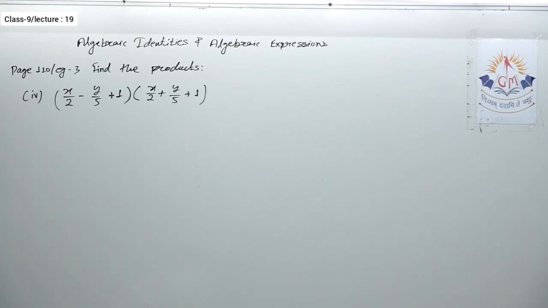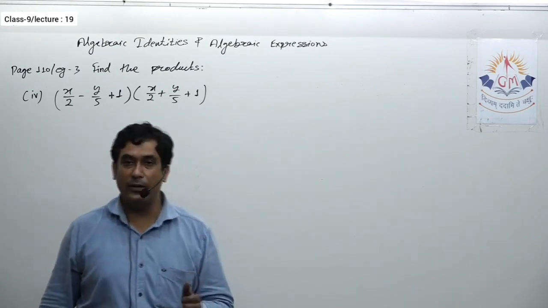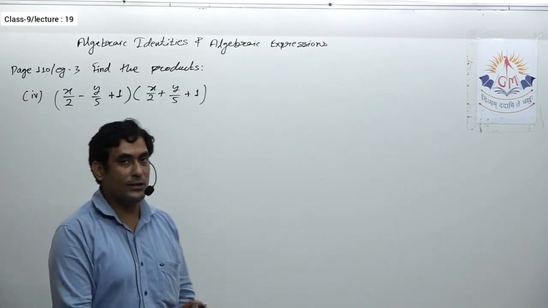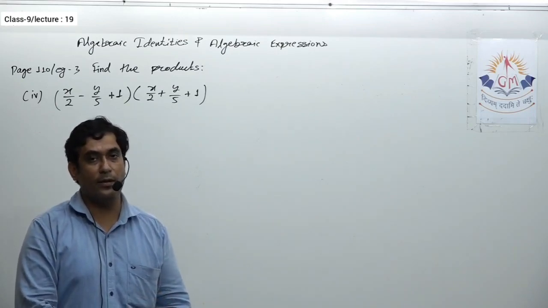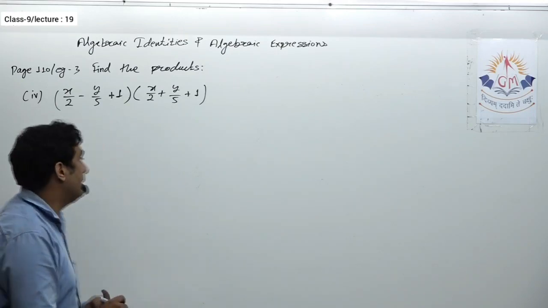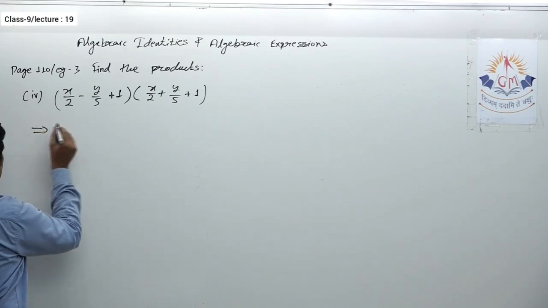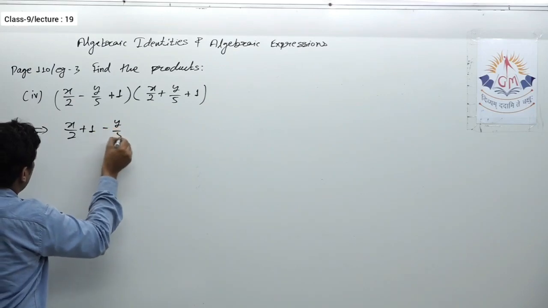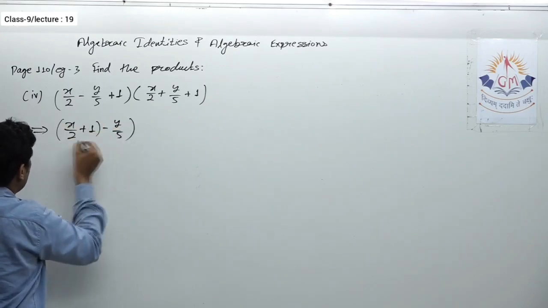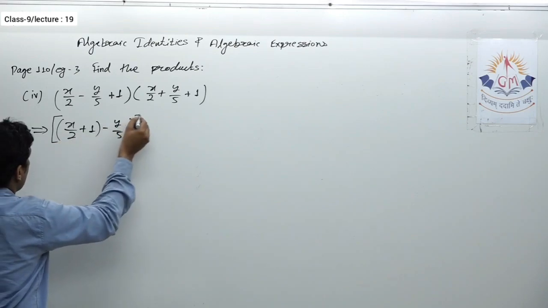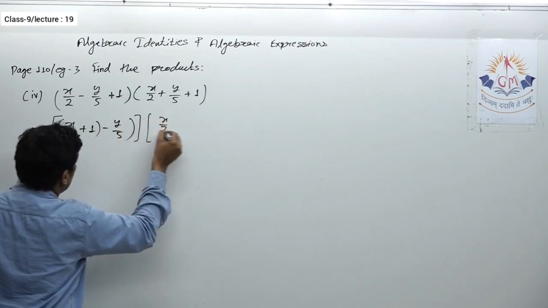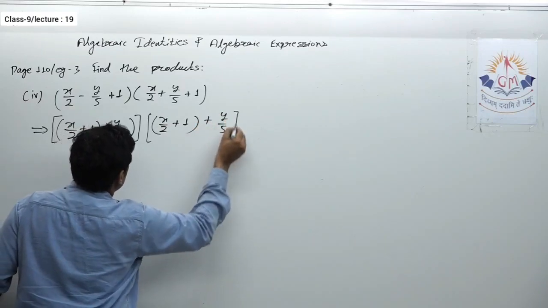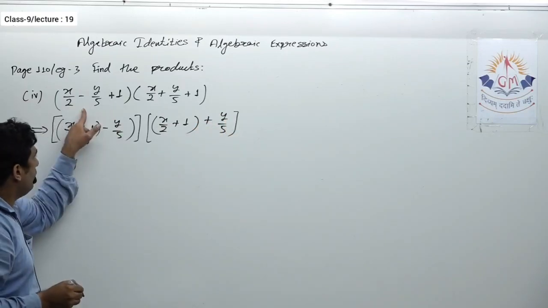Okay, so let us see how to do it. Again as I told you, we are not going to multiply term to term. We have to adjust the given expression in such a way that we can get an identity. So the very first step, I write x by 2 plus 1 minus y upon 5, and over here x by 2 plus 1 plus y upon 5.